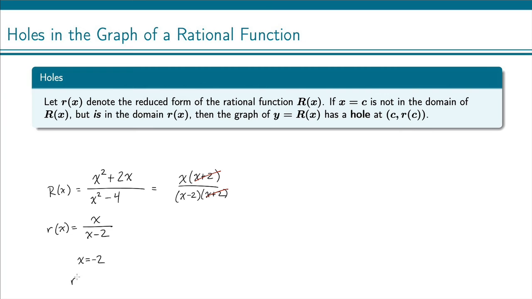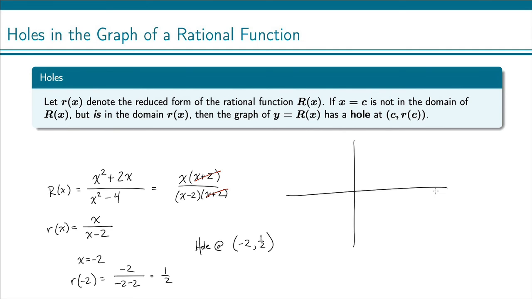To find the y value, we plug it into little r of x. So we get negative 2 over negative 2 minus 2. This is 1/2. So we have a hole at the point negative 2, 1/2. It's a hole. It's not actually a value on the curve. It's not a filled-in point, but it's a hole. If I were to graph this, we don't know what the rest of the function looks like, but at negative 2 and positive 1/2, we have a hole.